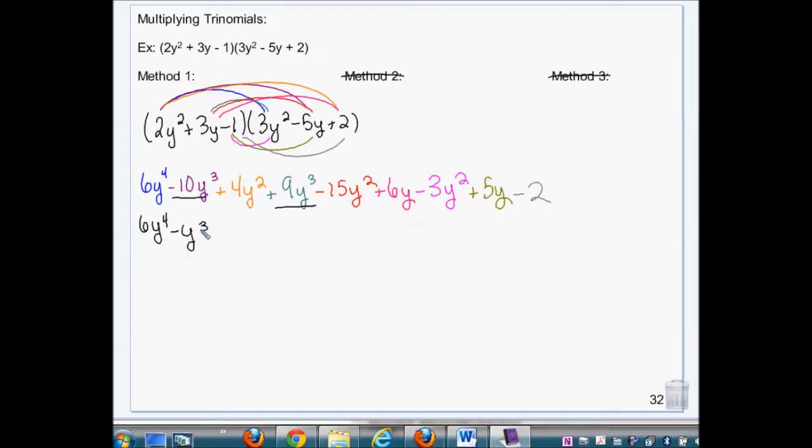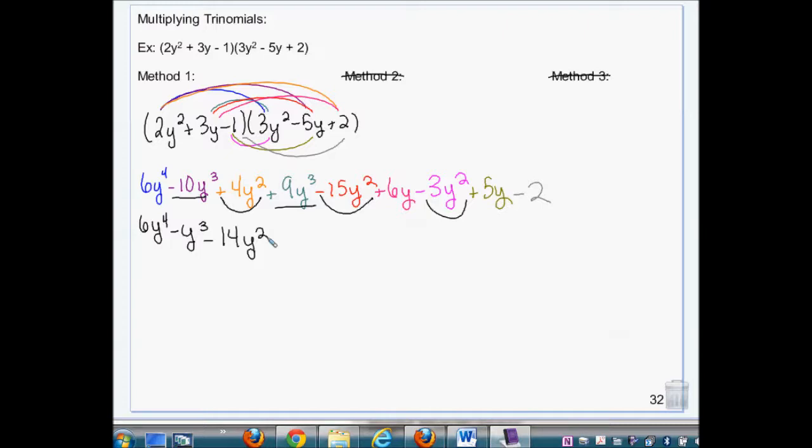And then you have y squared. 4y squared, negative 15, and negative 3 are all y squared. So 4 minus 15 is negative 11. Minus 3 is negative 14. They're both negative, so it's like debt, like if I borrow money and then I borrow more money. Does that make sense?